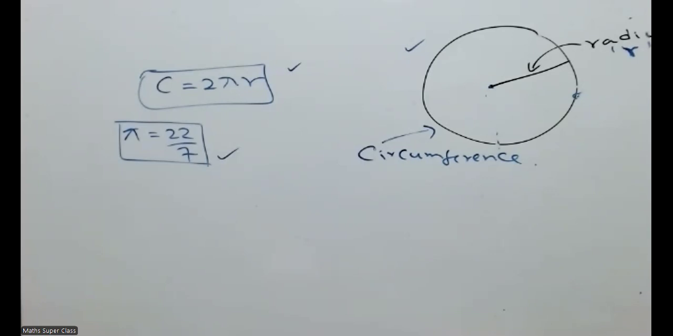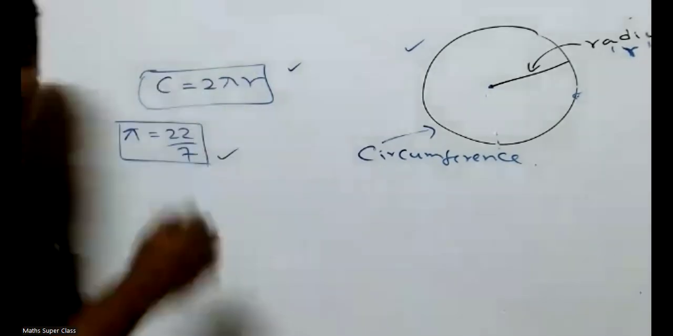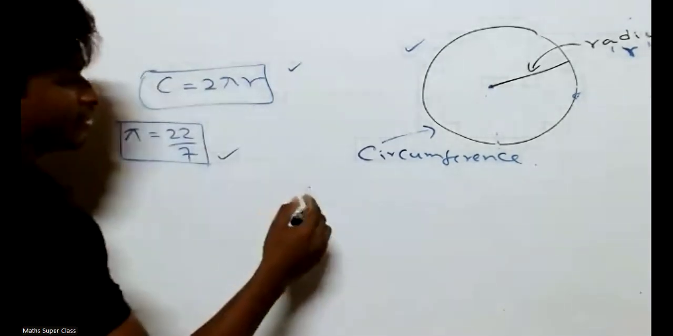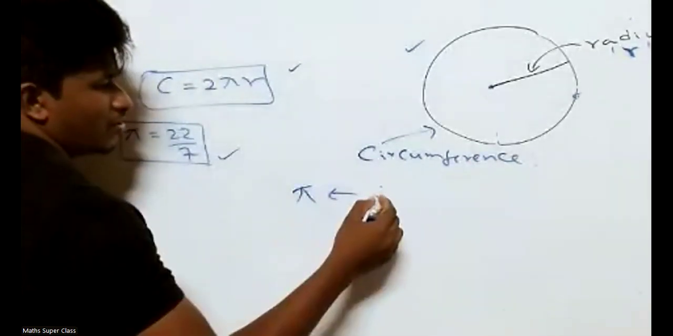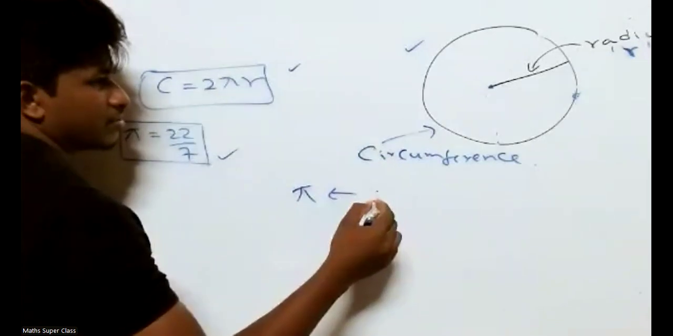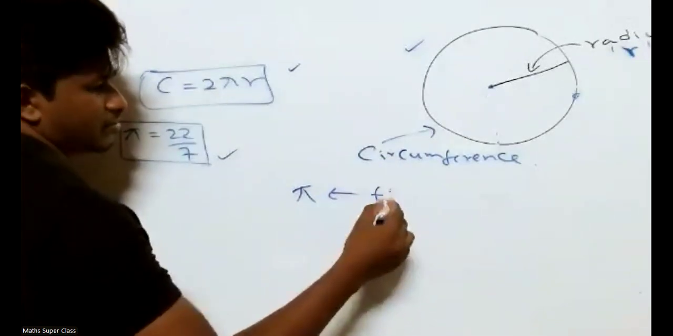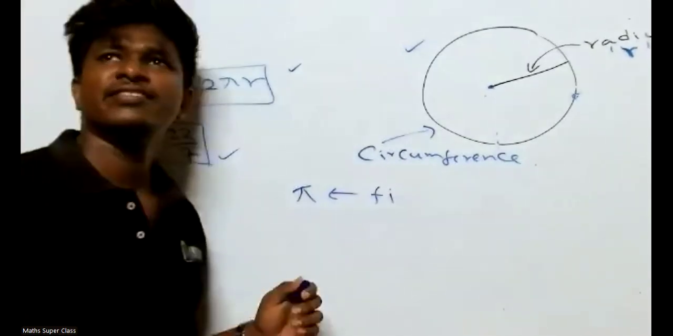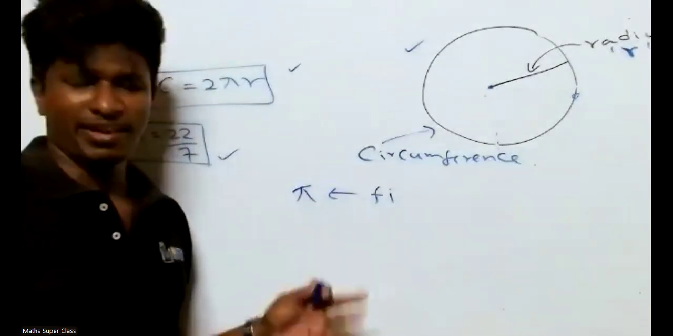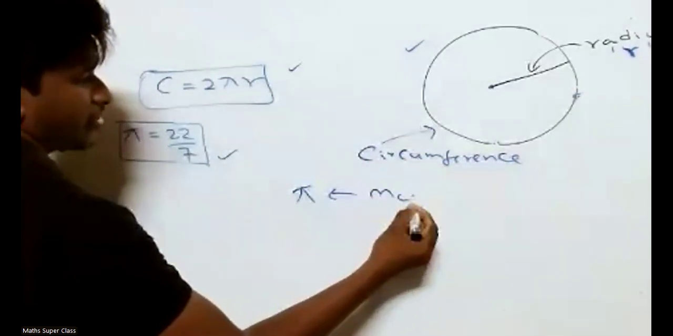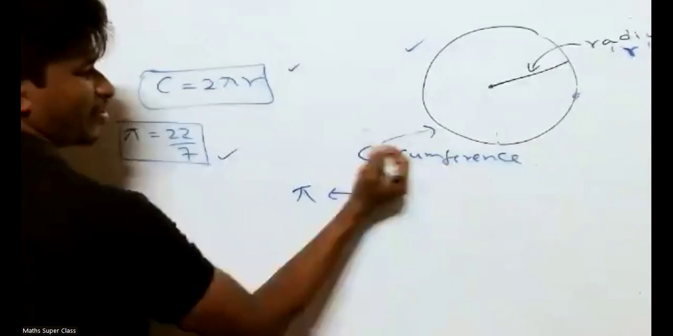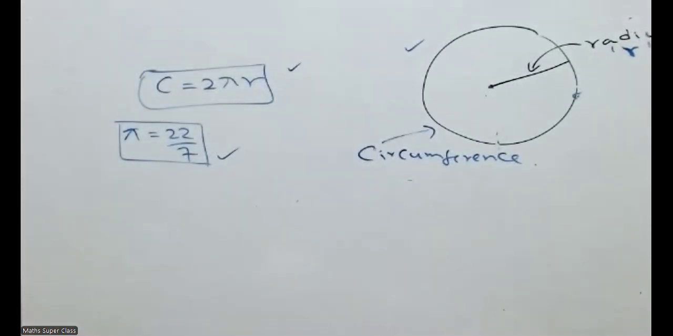So we call this one 2 pi R. Delete, it's good. We call this pi. This is not F, it is pi. In singular, we use pi. Pi, pi, 2 pi R.